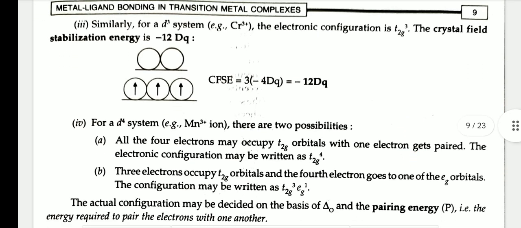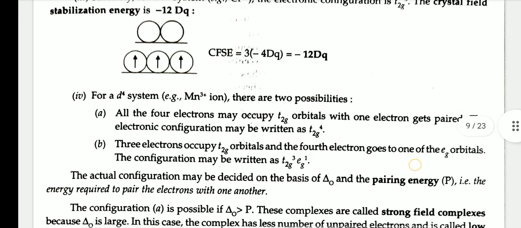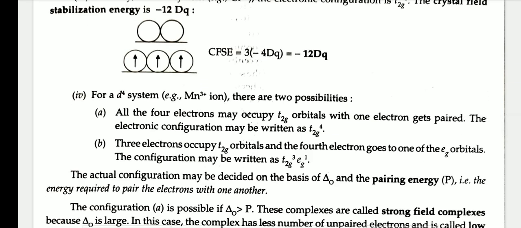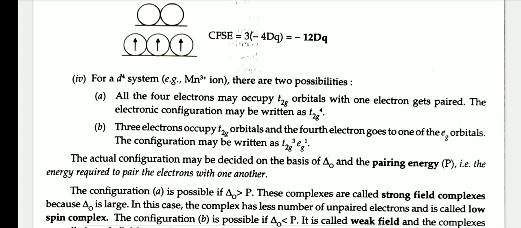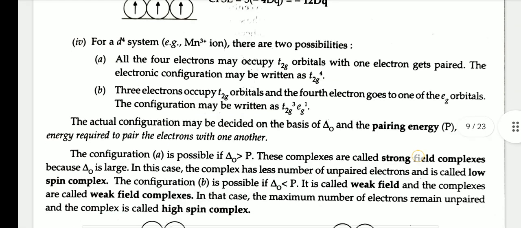For a d4 system, there are two possibilities. All four electrons may occupy t2g orbitals with one electron getting paired. The electronic configuration may be written as t2g4. Or, three electrons occupy t2g orbitals and the fourth electron goes to one of the eg orbitals. The configuration may be written as t2g3 eg1. The actual configuration may be decided on the basis of delta naught and the pairing energy, that is, the energy required to pair the electrons with one another.